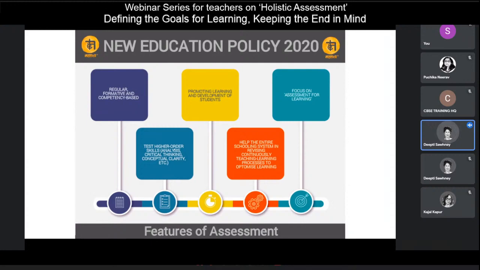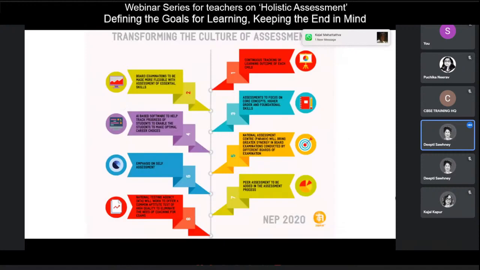So when we are looking at NEP again, and when it talks about transforming the culture of assessment, how do you transform the culture of assessment? So we are looking at the continuous tracking. Puchika, next. The continuous tracking of learning outcomes of each child. We are looking at board examinations to be more flexible with assessment of essential skills. So here your skills and competencies will come into play. You're talking about assessments to focus on core concepts, higher order, and foundational skills. We are looking at an AI-based software to help track the progress of children, to help them make career choices.